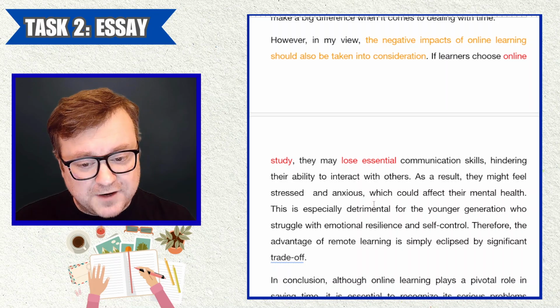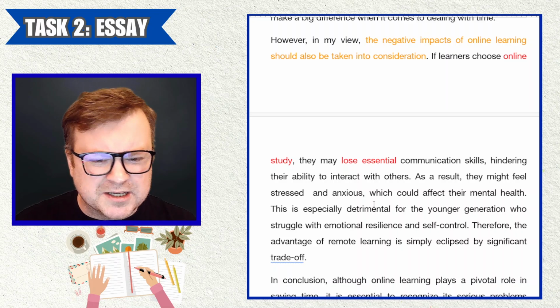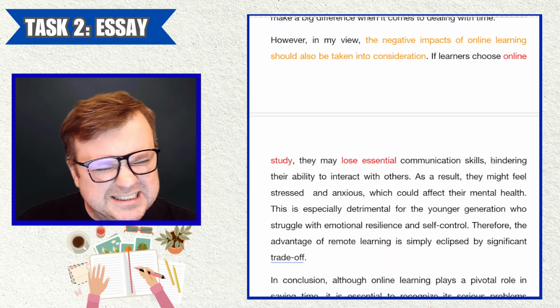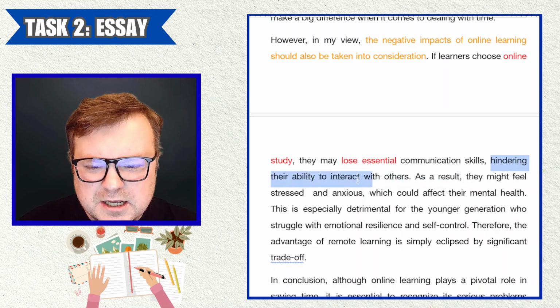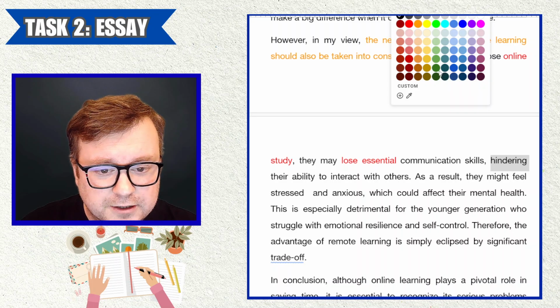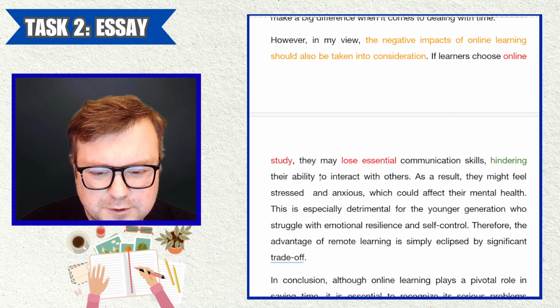I think that's a fair argument. But the idea that studying online will lead to you losing essential communication skills, yeah, it's not really a strong argument. Hindering, cool. So I love this participle, love this use of hindering. Candidates' language is so strong. Hindering their ability to interact with others.